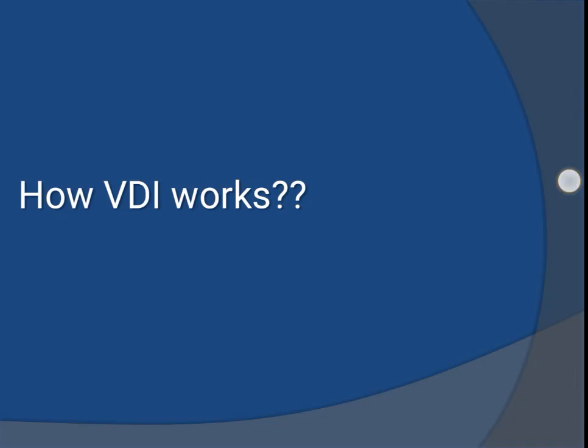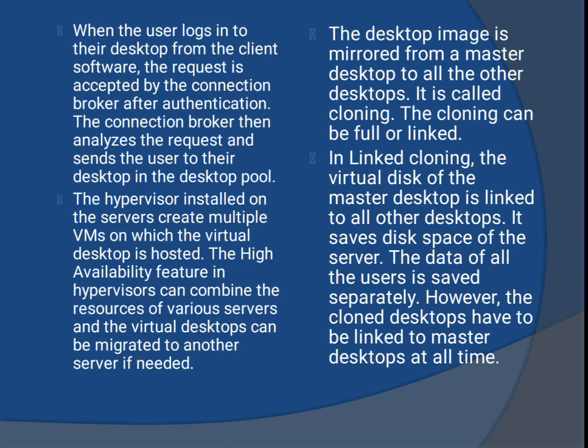How VDI works. When the user logs into their desktop from the client software, the request is accepted by the connection broker after authentication. The connection broker then analyzes the request and sends the user to their desktop in the desktop pool. The hypervisor installed on the server creates multiple VMs on which the virtual desktop is hosted. The high availability feature in hypervisors can combine the resources of various servers, and the virtual desktop can be migrated to another server if needed.